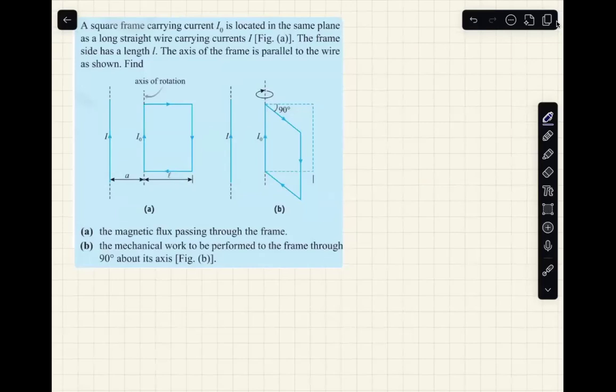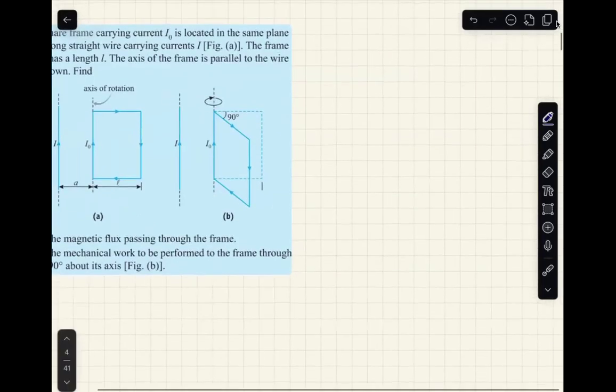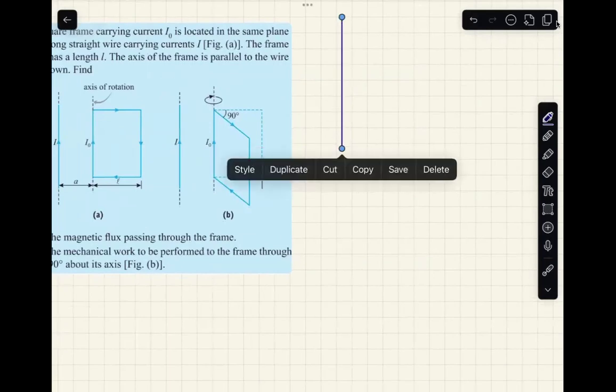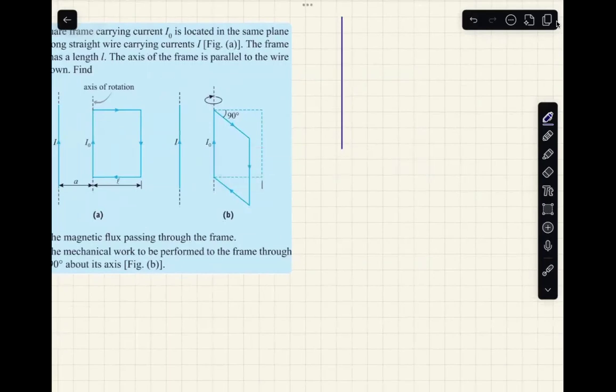First part is easy. Can you please guide me in doing first part? First part is an infinite long straight current carrying conductor, right?